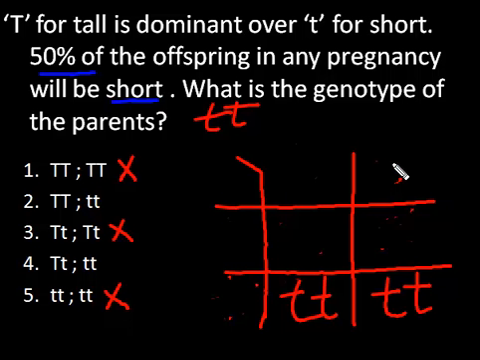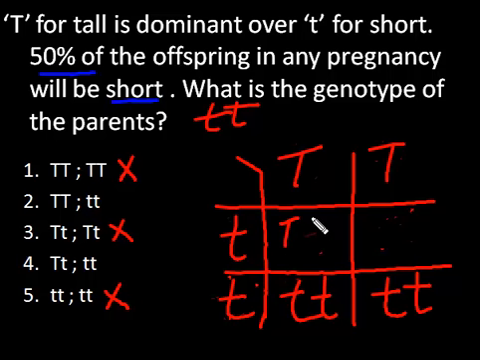Now let's say we have one parent who is homozygous tall and one parent who is homozygous short, because that's what we are left with. Then you will find that all the possibilities are a capital T and a lowercase t, so all children will be tall. So even this does not work out.